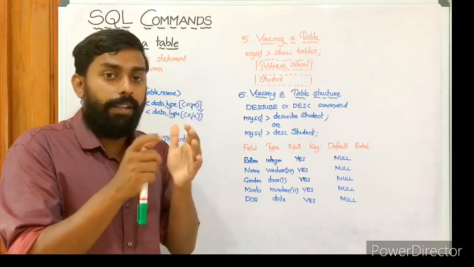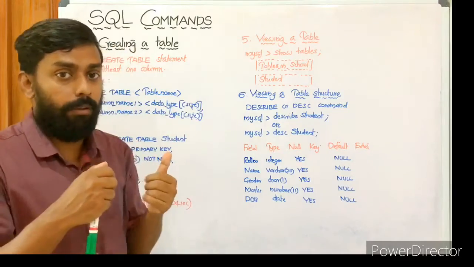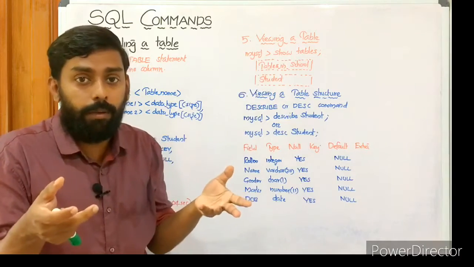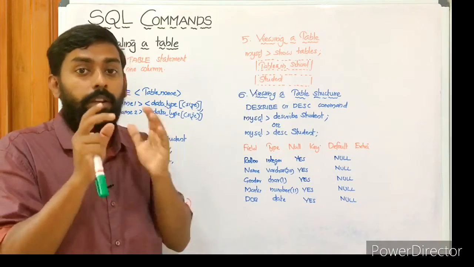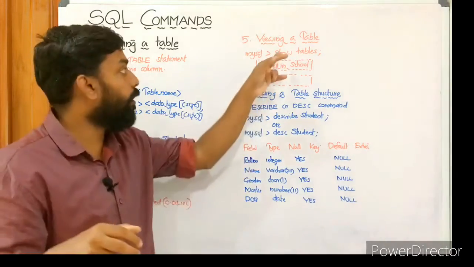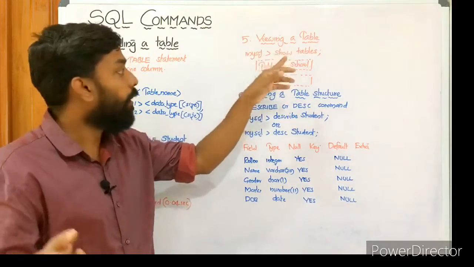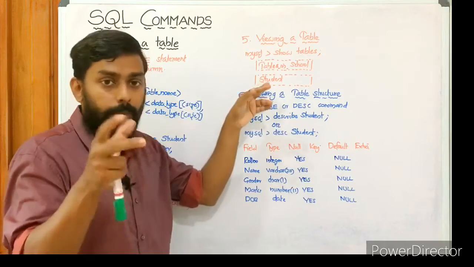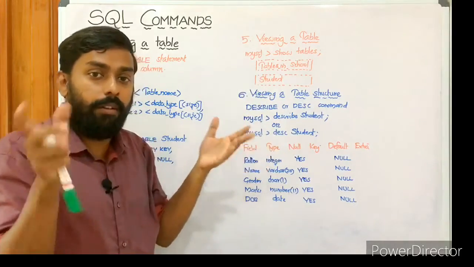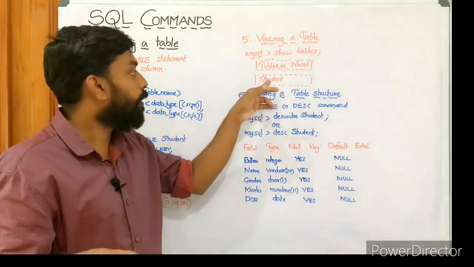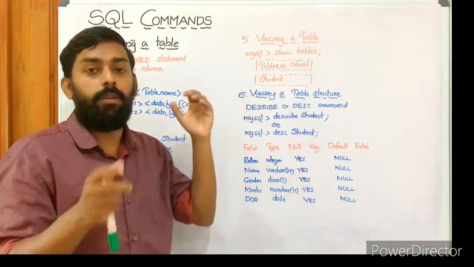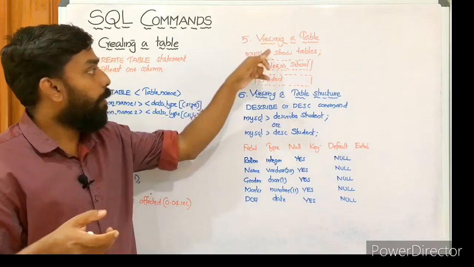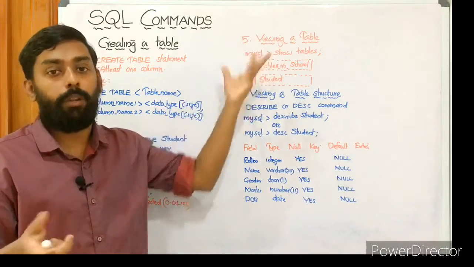Now we have already created a table, and now we are going to view it. Just like viewing a database, how we viewed the databases using show databases, the same way you can apply show tables. Show tables in school shows student. We have only one table here, and suppose we have created fees as well, it shows two: student and fees. So just like viewing a database, we can view a table as well.